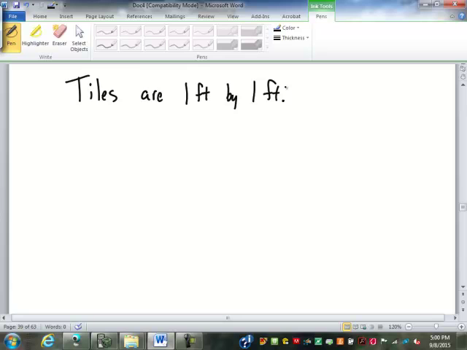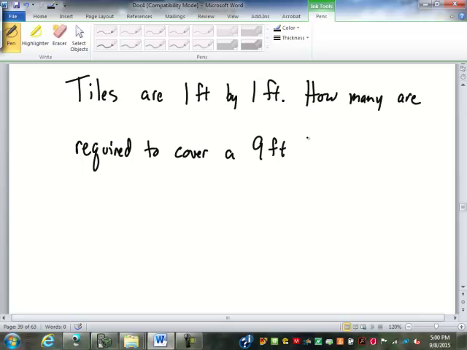So tiles are 1 foot by 1 foot. In other words, you have 1 foot square tiles. How many are required to cover a 9 foot by 13 foot floor?